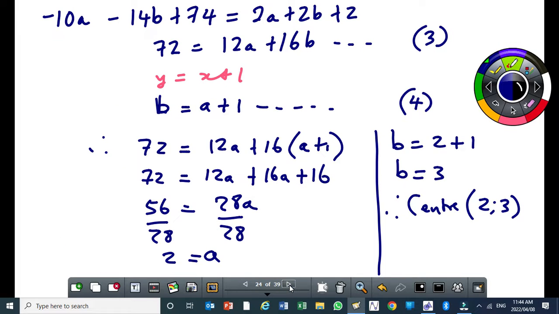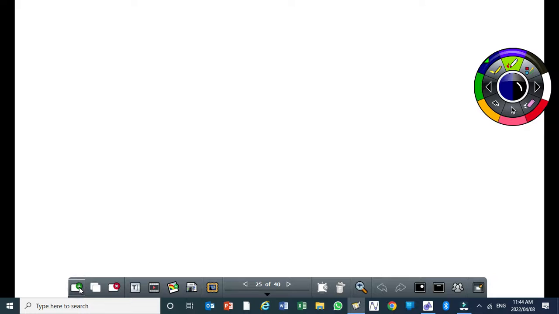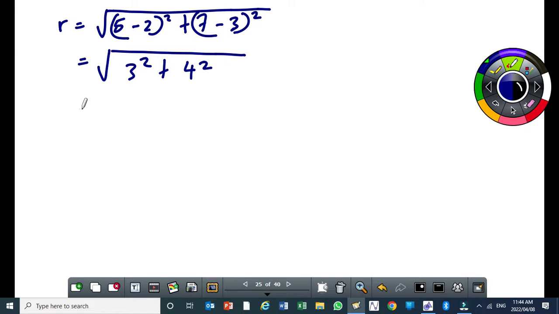So I'm going to use the coordinates of the center together with the first pair of coordinates. My radius is going to be the square root of 5 minus 2 squared plus 7 minus 3 squared. And this will give you the square root of 3 squared plus 4 squared. And that will give you the square root of 25. Alright? So your radius is going to be 5 units.